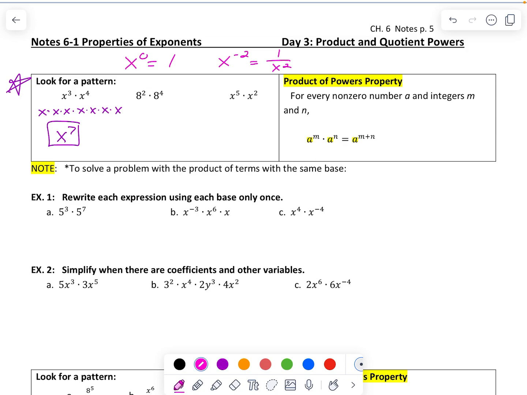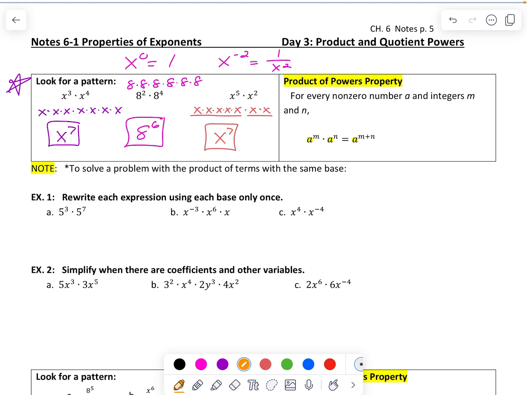Similarly, 8 squared is 8 times 8. 8 to the 4th is 8 times 8 times 8 times 8. All together, we have 6 8's being multiplied together. Finally, x to the 5th is x times x times x times x times x, times x squared, right? Here's x to the 5th times x squared. All together, we have 7 x's being multiplied together.